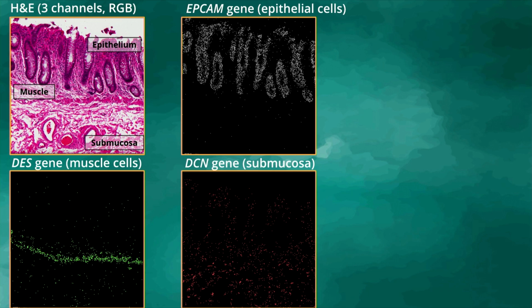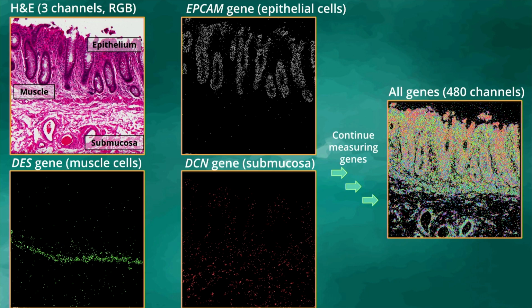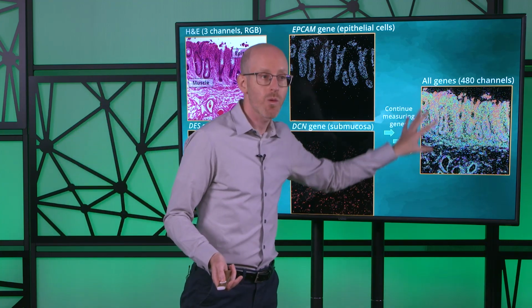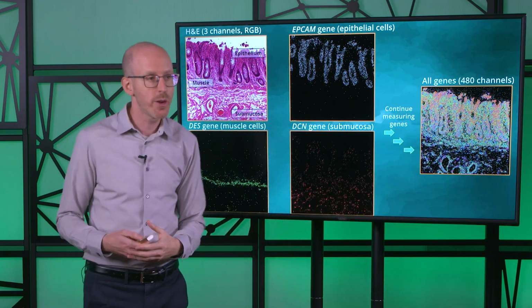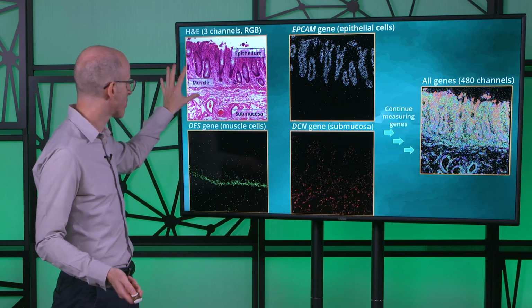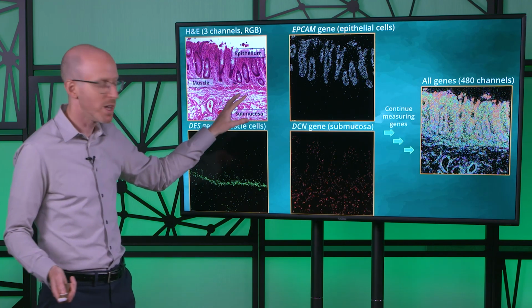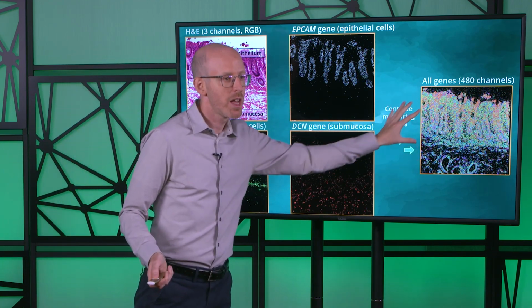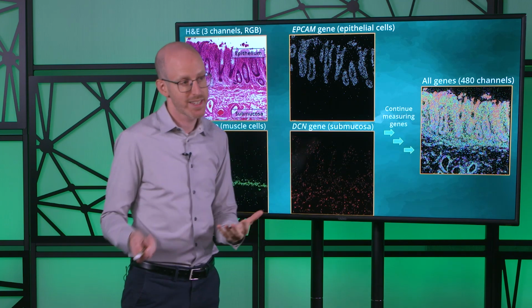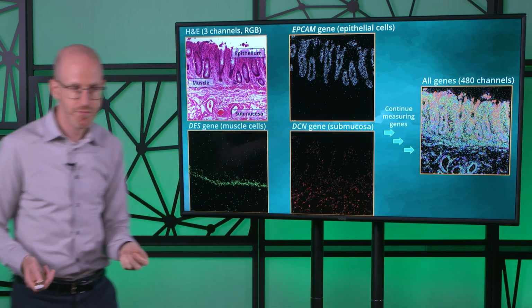And now we can keep doing this over and over and over, and we can measure many, many genes. And here, I've superimposed into one image all gene transcripts that we measured during our spatial transcriptomic experiment. And there are 480 genes whose expression we were able to measure in the colon tissue. So you can think of this as a 480 channel image. And you can compare that to the H&E image, which is really a 3-channel image. It has red, green, and blue. So you're getting a lot of information here from these spatial transcriptomic measurements.